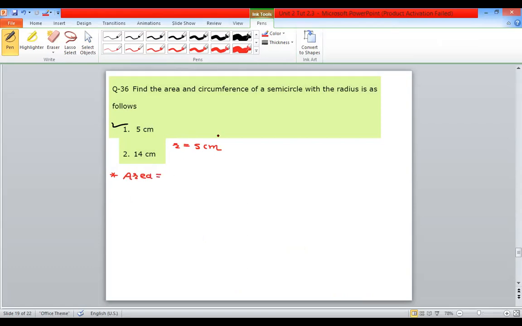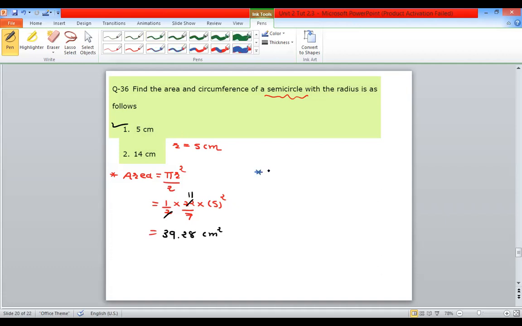Area of the semicircle. Just look here, the semicircle is a half of circle. Pi r square by 2. Put their value. 1 by 2, it's 22 by 7 and the 5 square. Cut and divide, it's 11. So 11 into 25 which is divided by 7. So your area is 39.28 centimeters square.